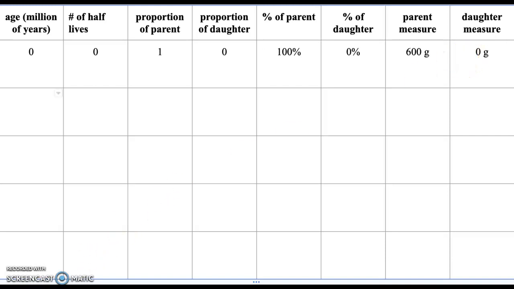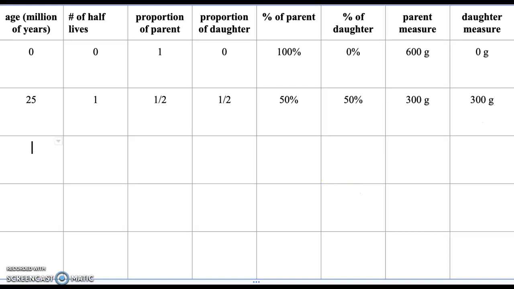And so then the age for the first half-life is 25 million years, and then 1 half-life, and so the proportion is half and half, and the percentage is 50% to 50%. The parent measure is 300 grams, and the daughter measure is also 300 grams.